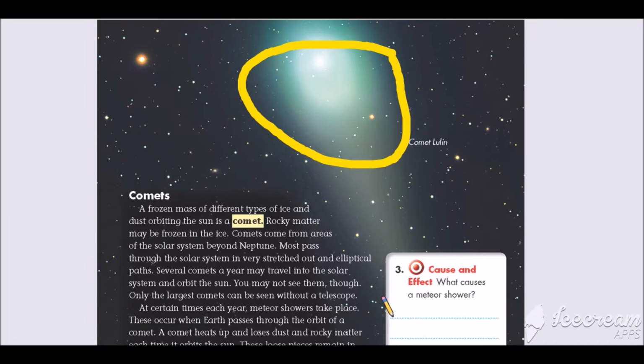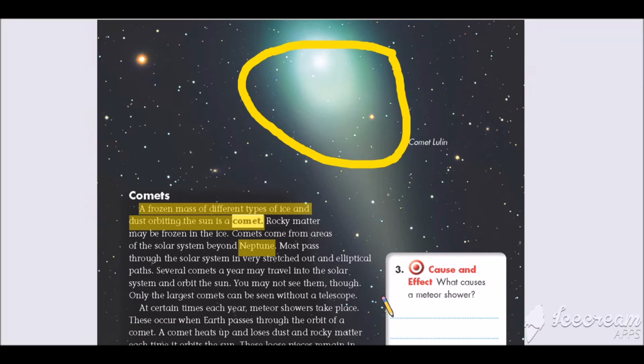So, what is a comet? A comet is a frozen mass of different types of ice and dust orbiting the sun. This rocky matter might be frozen in the ice. Comets come from areas far out in the solar system, beyond Neptune. So where do most of the comets come from? Areas beyond Neptune. Most of them pass through the solar system.